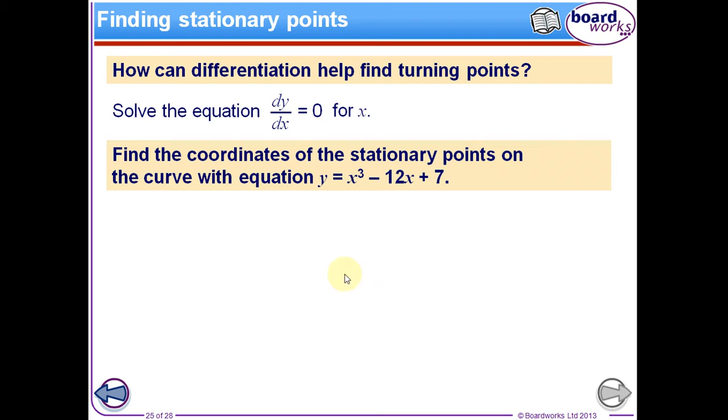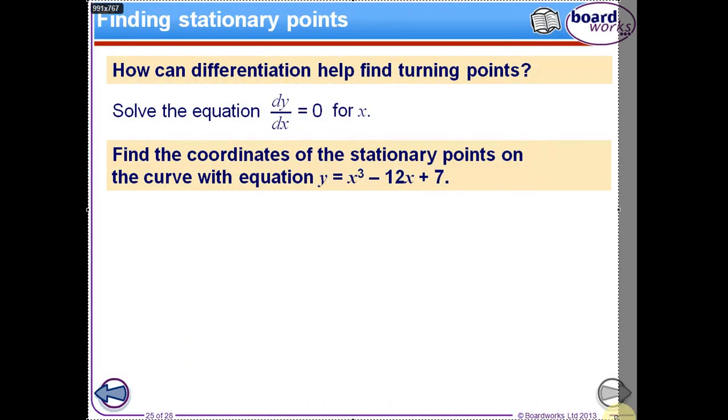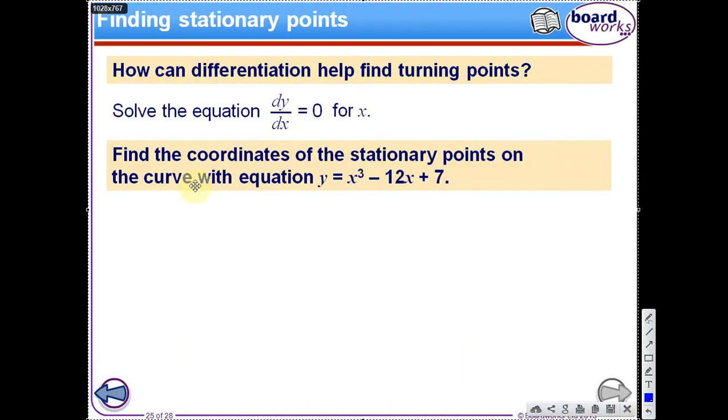Okay, so let me just solve this one now as one of our applications. So this is an application in cubic graph. We have to find the coordinates of stationary points on the curve with this equation. Now for stationary points, the first thing is to find dy/dx, that is the gradient of the curve. Don't forget how to differentiate. So there I have 3x squared minus 12.